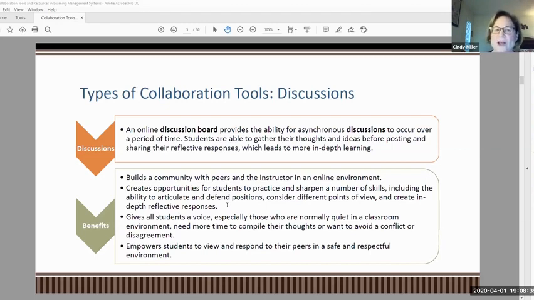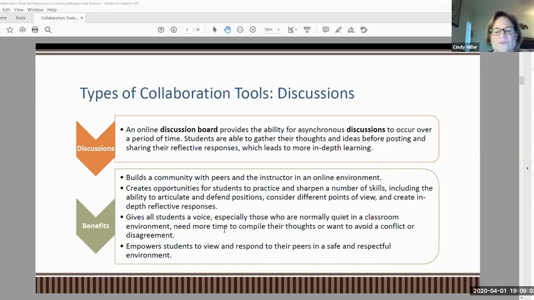Yes, it takes a while to go through all of those, but it's really been very rewarding and very interesting, because they even come up with perspectives I didn't even think about as an instructor. So that's a great opportunity for you and the students to learn together. So hopefully it sharpens their skills. When they practice, it sharpens a number of skills, hopefully being able to articulate and defend their position, consider various points of view, and create a reflective response.